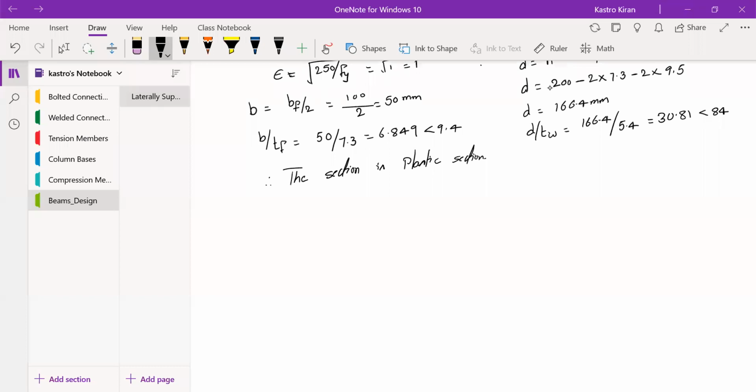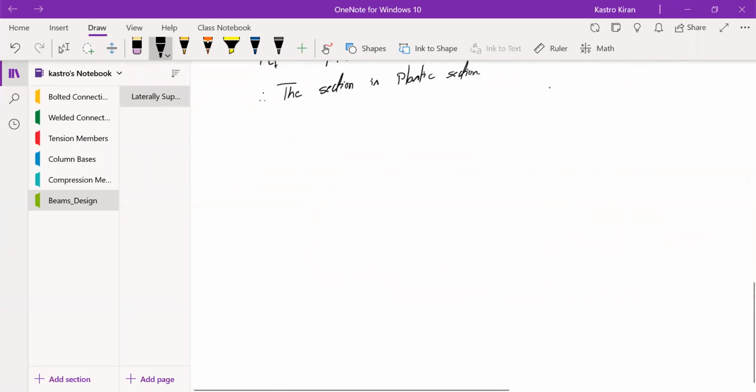Most of the time, whenever you are solving a problem, it will be a plastic section only. You don't get any other sections, that is compact or semi-compact sections. In 99% of the cases it will be a plastic section only. Anyways, the next step is to check for shear capacity.